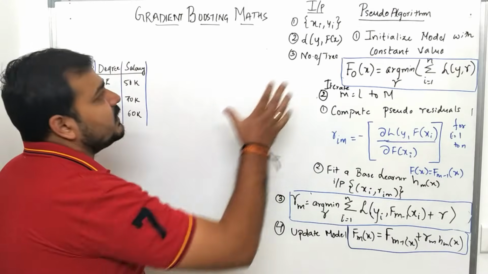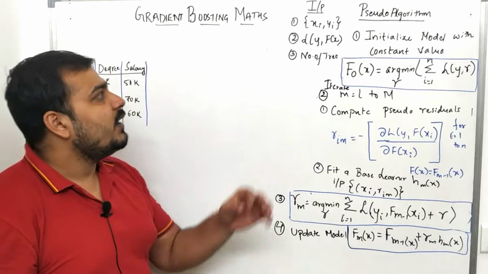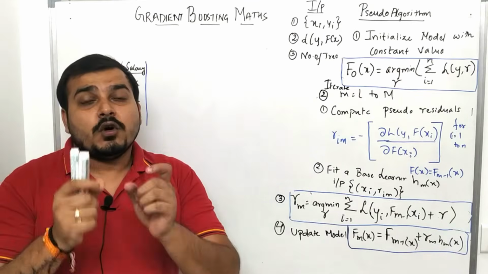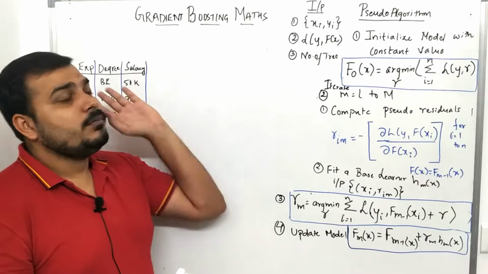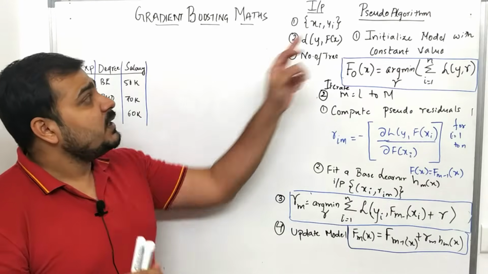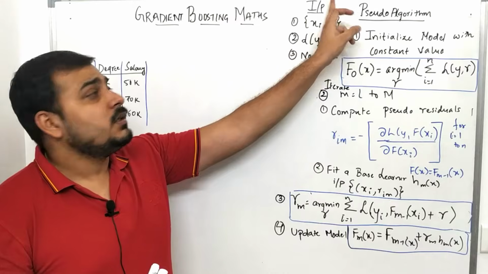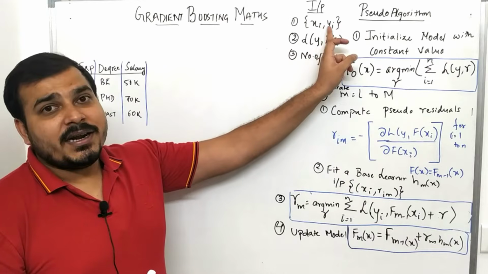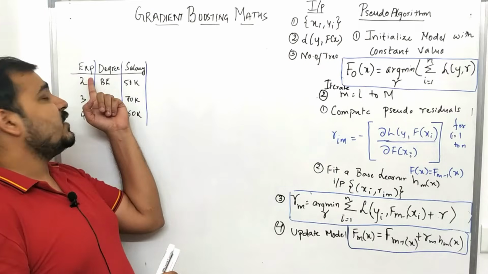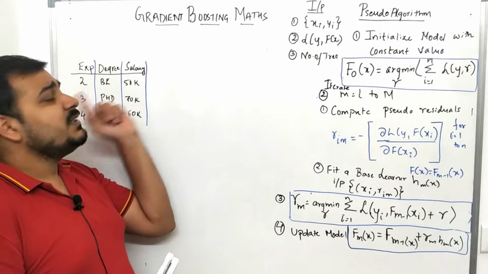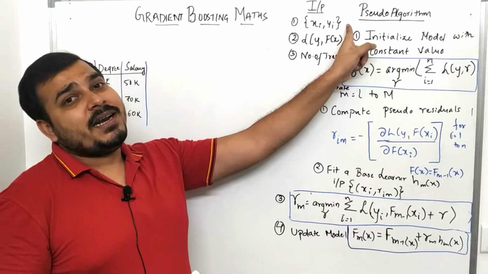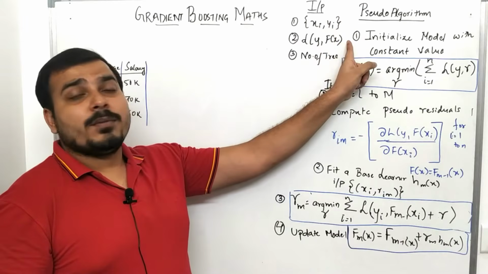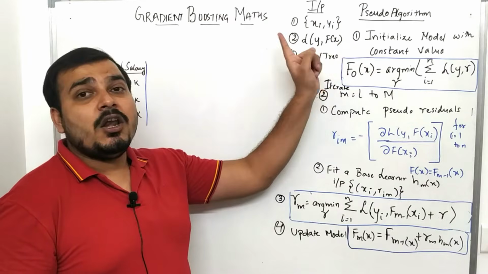Now what is the first input that is actually required for gradient boosting? Let us see what things are initially required for this machine learning algorithm. The first thing we need to provide is the inputs: our independent and dependent features. You can see over here, experience and degree are my independent features, and salary is my dependent feature. The second thing I have to provide in the input is my loss function.